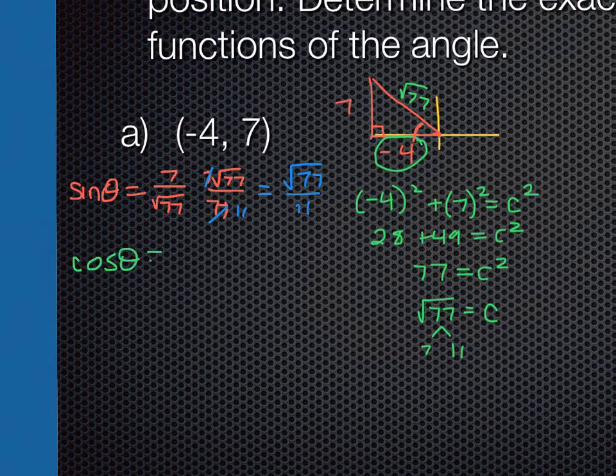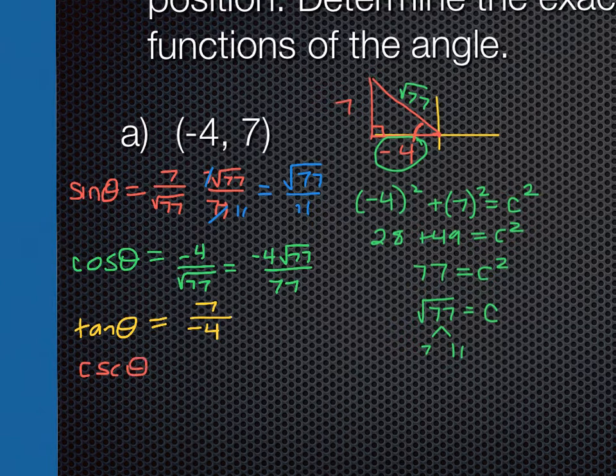Cosine of theta is -4 over the square root of 77. And this time it gets rationalized to -4 square root 77 over 77. Tangent, opposite over adjacent, much easier.